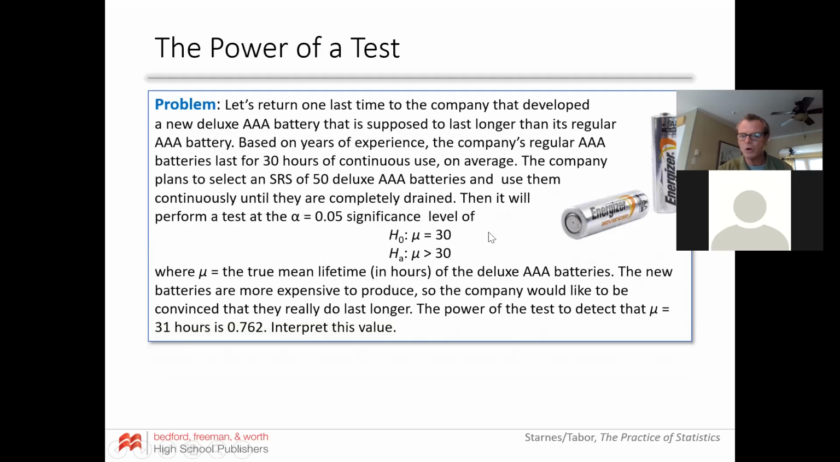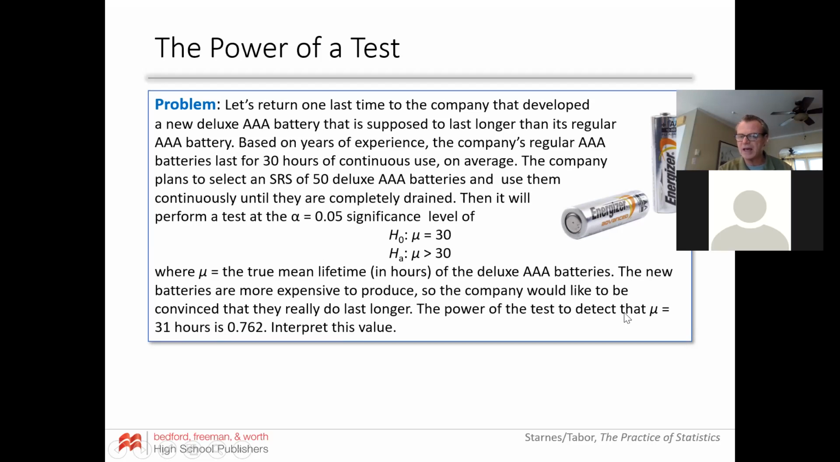So here's the example. We're back to these batteries. The mean life of the batteries was 30 hours. And then you got more expensive batteries. You boosted it. They developed new deluxe batteries, okay? So we're going to do a one-tail test. The new batteries are more expensive, though. So the company wants to be convinced that they last longer.